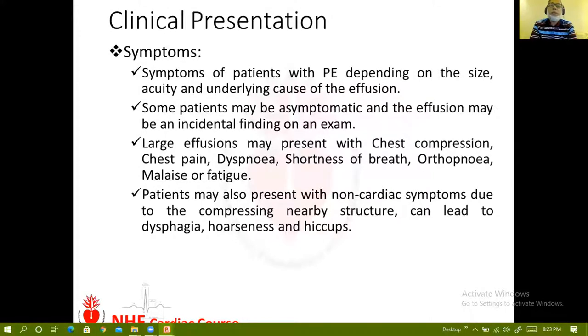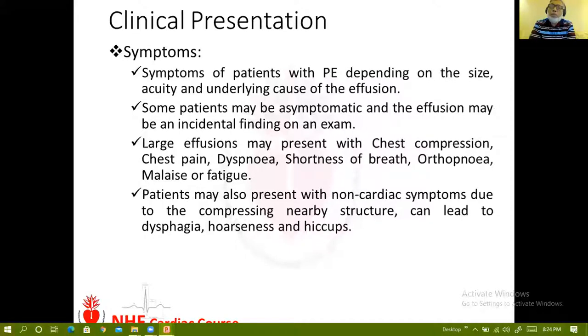Clinical features of the pericardial effusion. Along the clinical features, symptoms. Symptoms of a patient with pericardial effusion depend on the size, acuity, and underlying causes of the effusion. Some patients may be asymptomatic, and the effusion may be an incidental finding on exam.